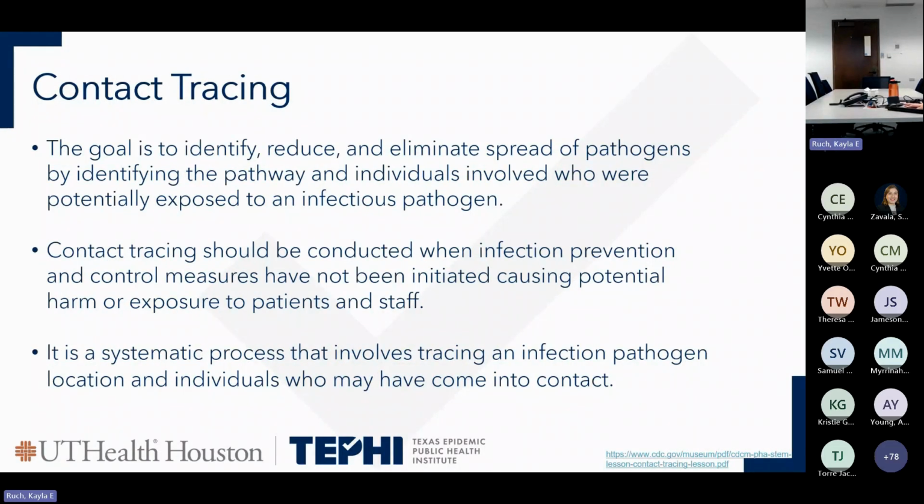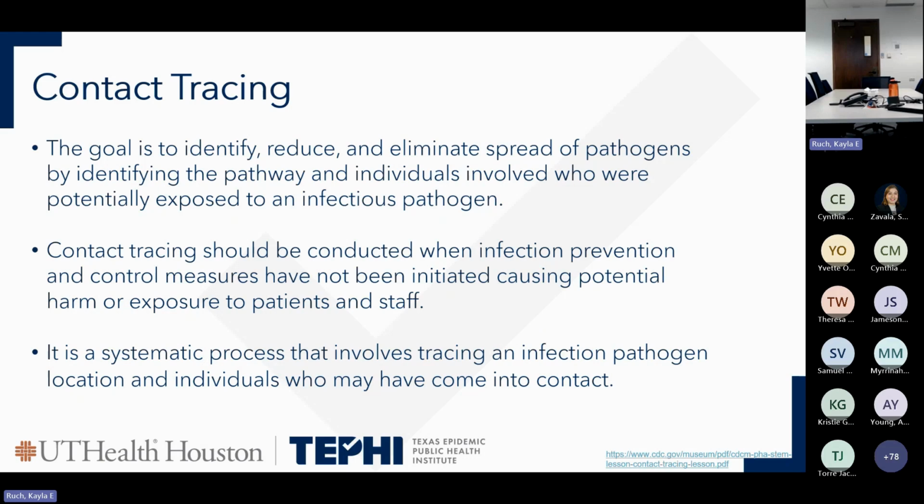The goal of contact tracing is to identify, reduce, and eliminate the spread. So it's identifying who is potentially infectious, who's maybe suspected of being infectious, and then putting infection prevention and control measures in place to prevent the spread.